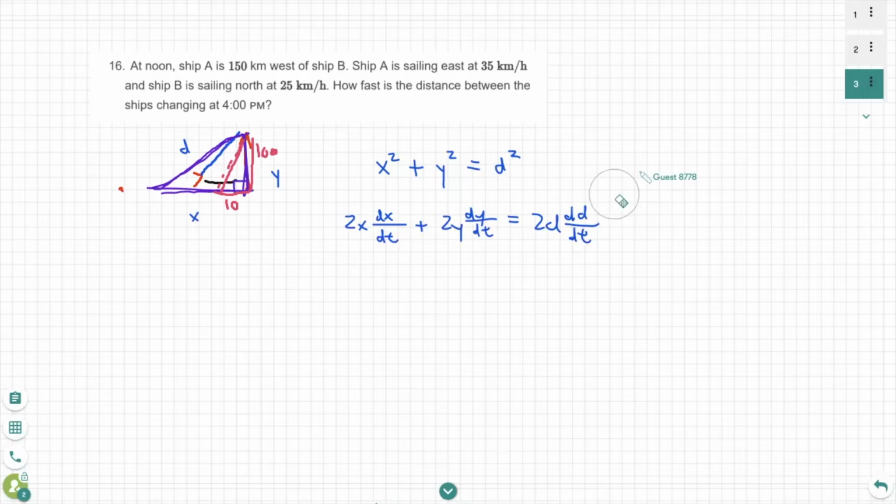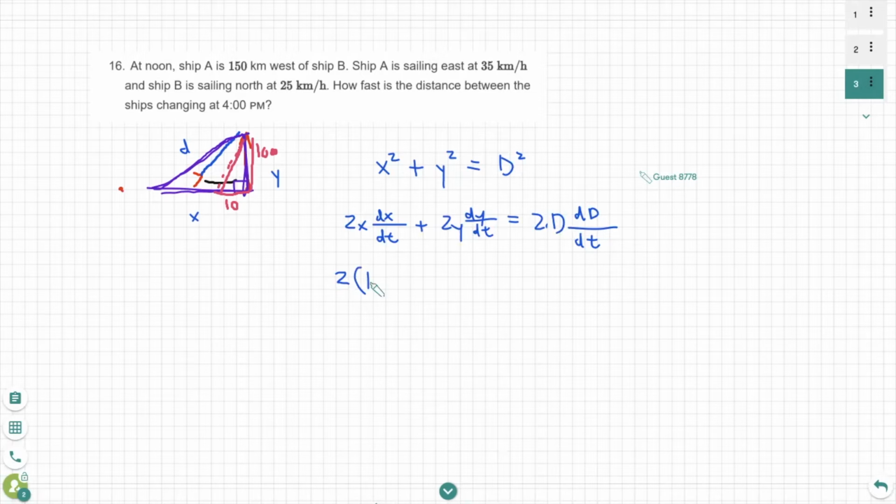We know x, y, dx/dt and dy/dt. We can also figure out D as well. So this should just be plugging it in and working through it. So at 4 o'clock, x is 10 and y is 100.